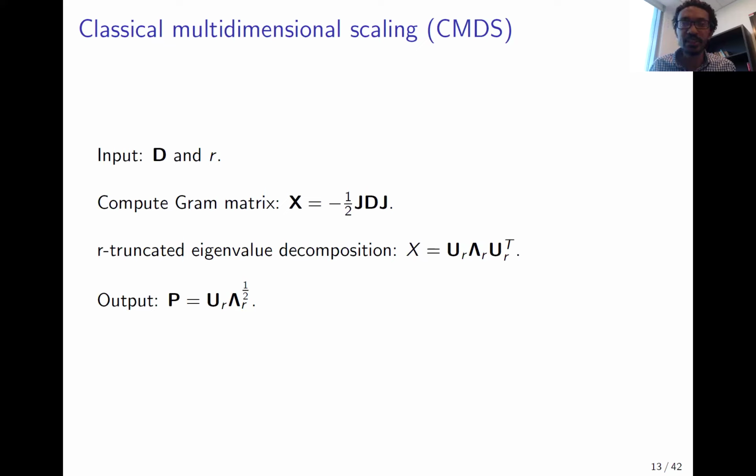With that, the classical multidimensional scaling algorithm, or CMDS, proceeds as follows. The input is D and r.